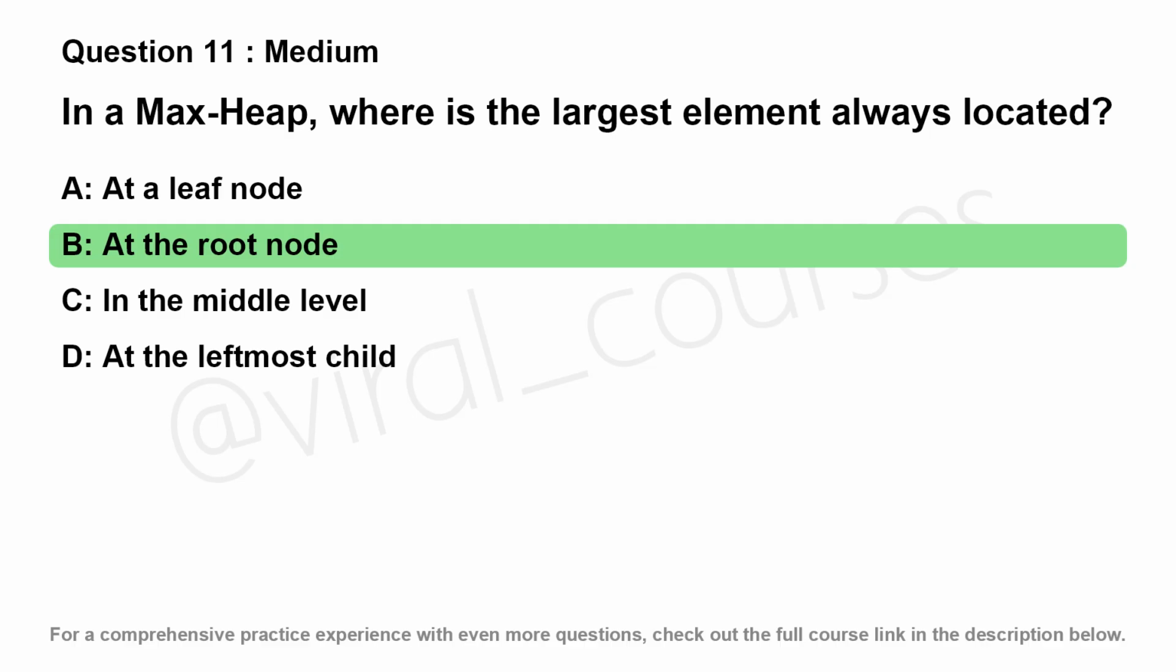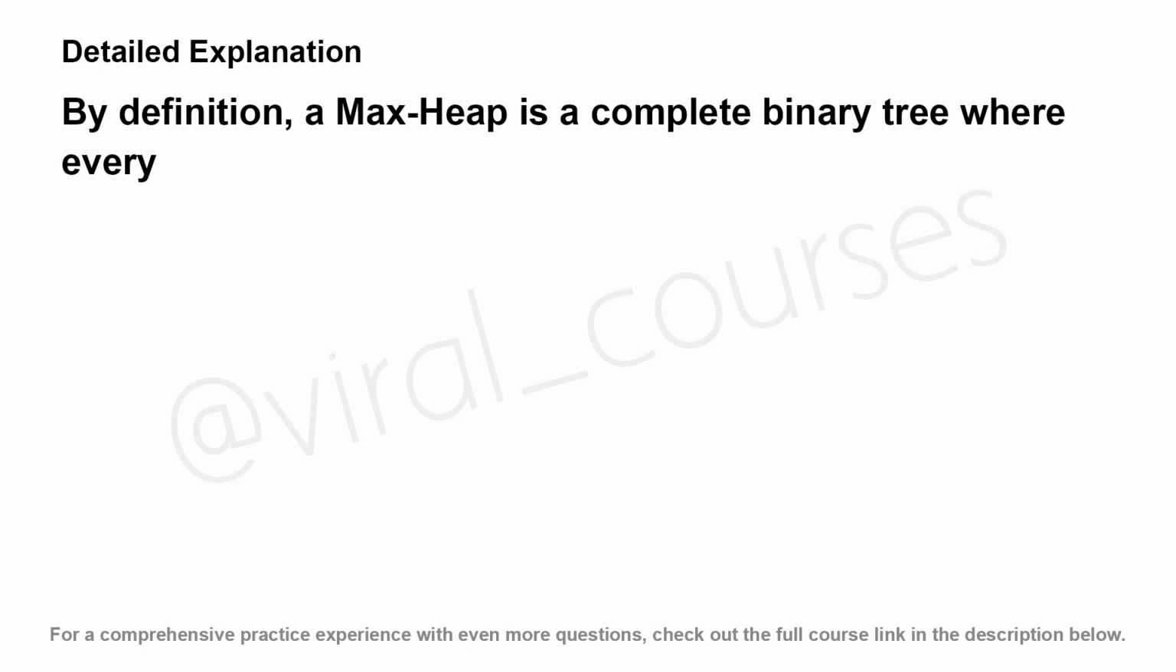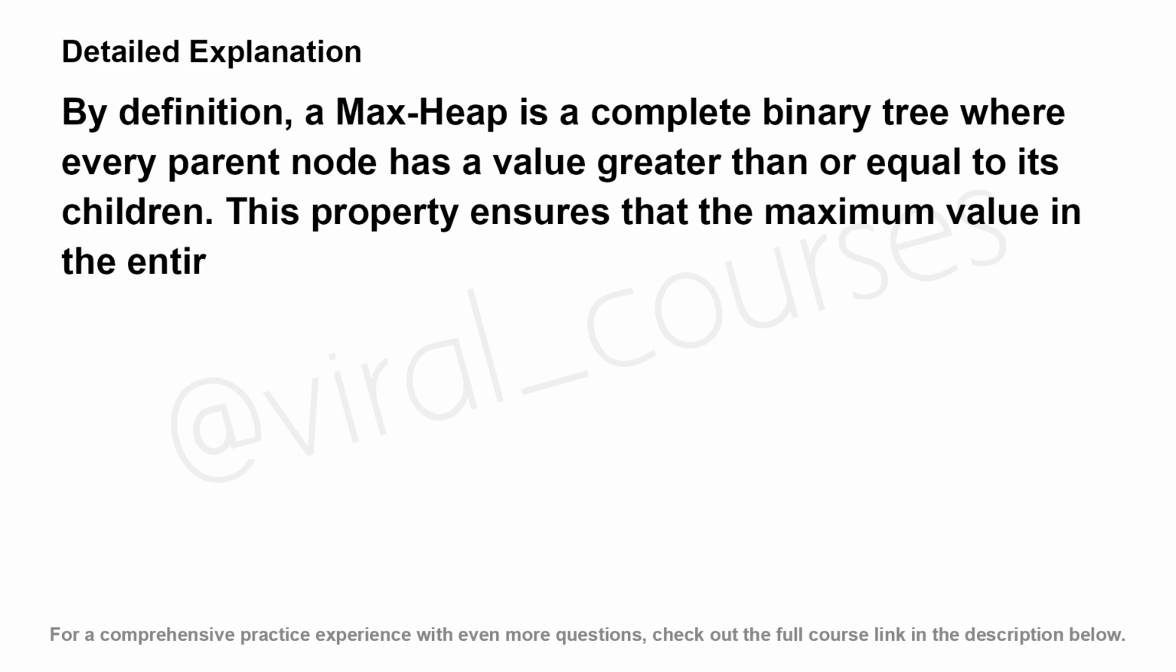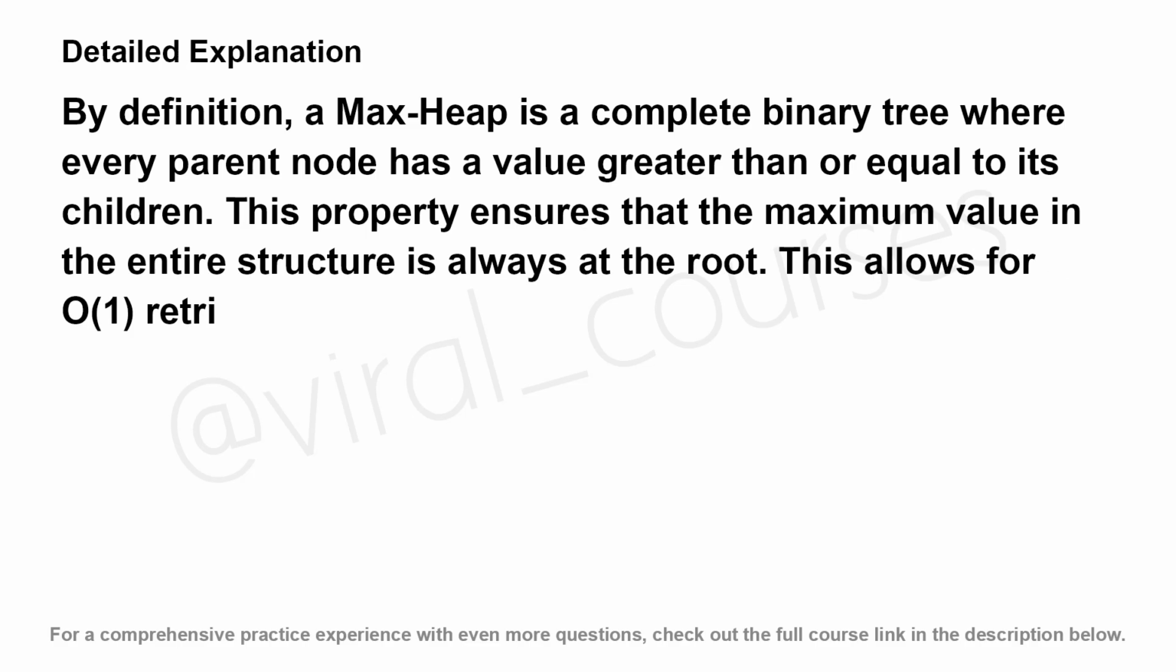The correct answer is B. By definition, a max heap is a complete binary tree where every parent node has a value greater than or equal to its children. This property ensures that the maximum value in the entire structure is always at the root. This allows for O(1) retrieval of the maximum element.